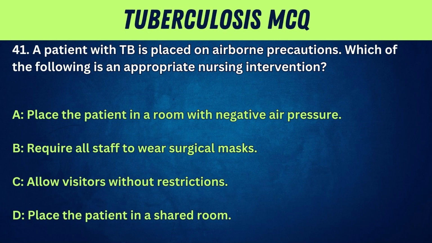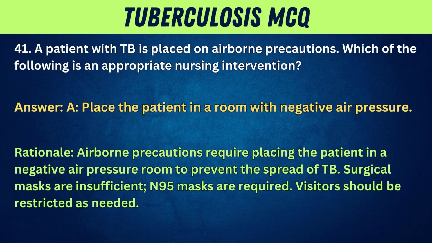41. A patient with TB is placed on airborne precautions. Which of the following is an appropriate nursing intervention? A. Place the patient in a room with negative air pressure. B. Require all staff to wear surgical masks. C. Allow visitors without restrictions. D. Place the patient in a shared room.